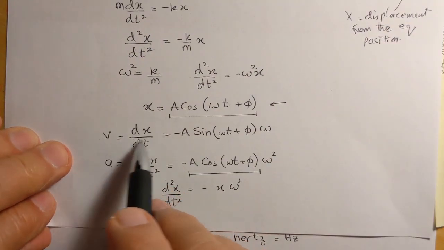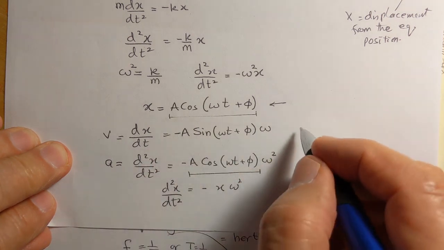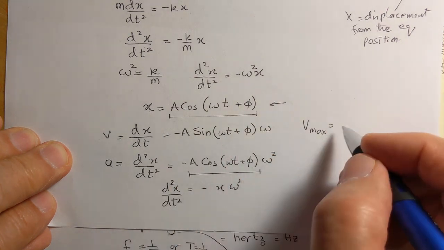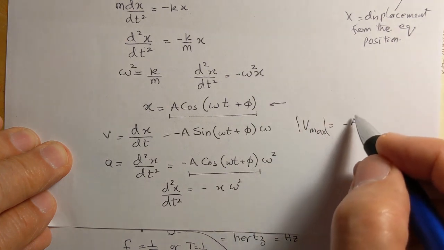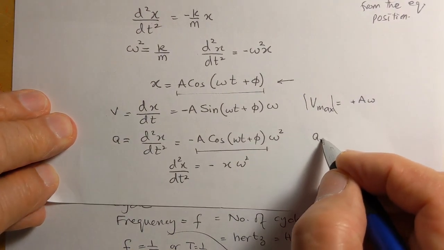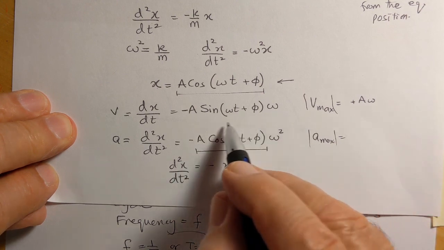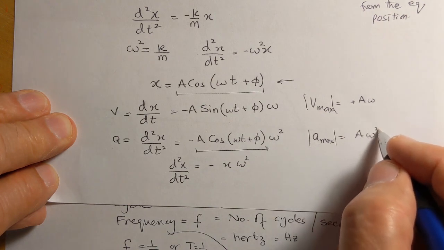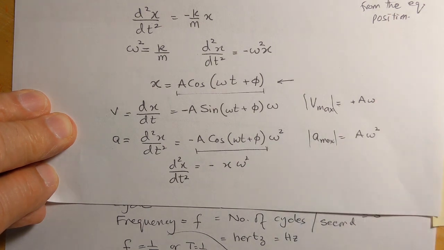The maximum velocity will be when we maximize this, and this is maximized when sine theta is 1, so V max is going to be minus a omega, or the magnitude is simply a omega. And the maximum acceleration, again the magnitude, is going to be when cosine theta is 1, so it's going to be a omega square. So these are the maximum velocity and the maximum acceleration.